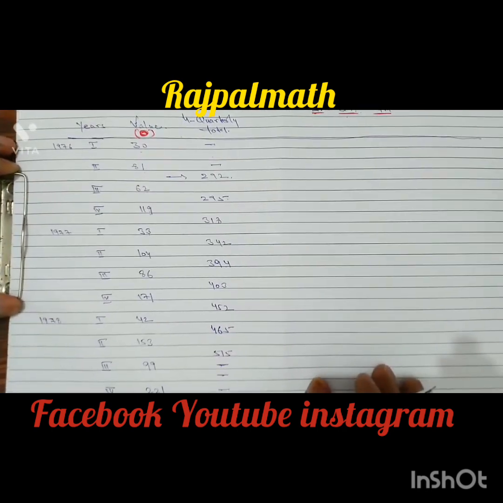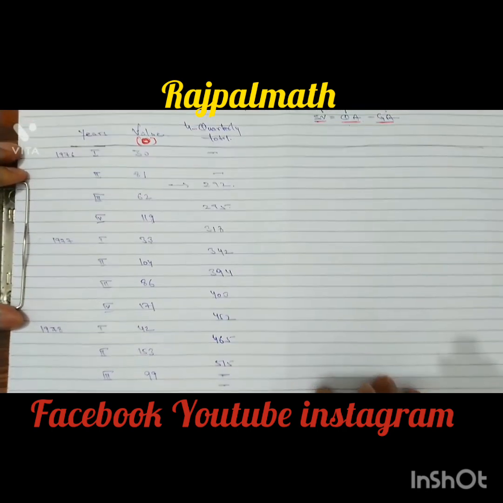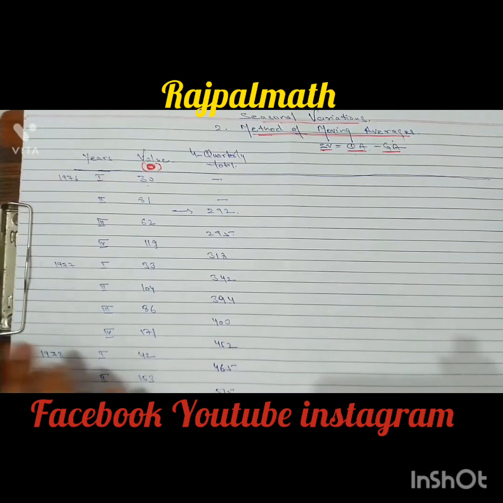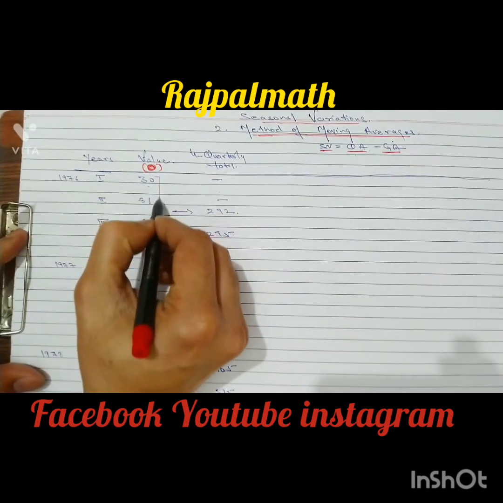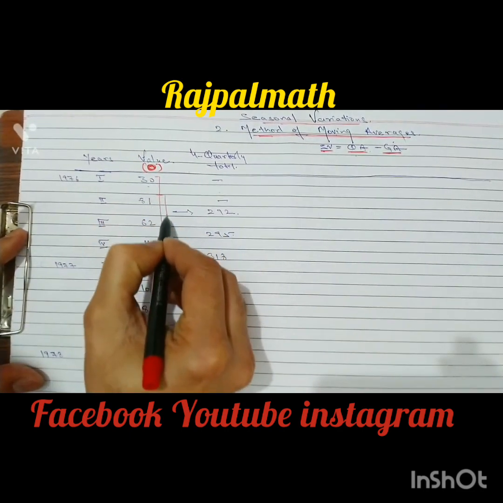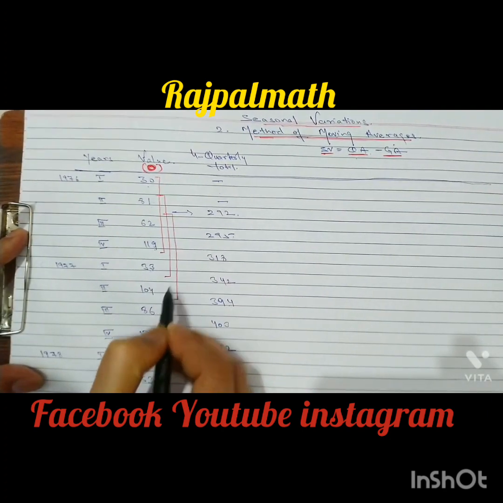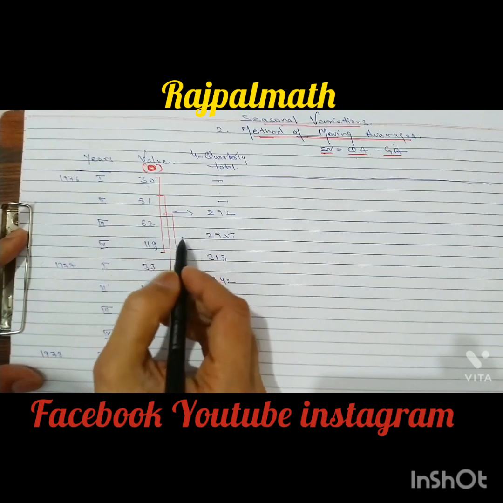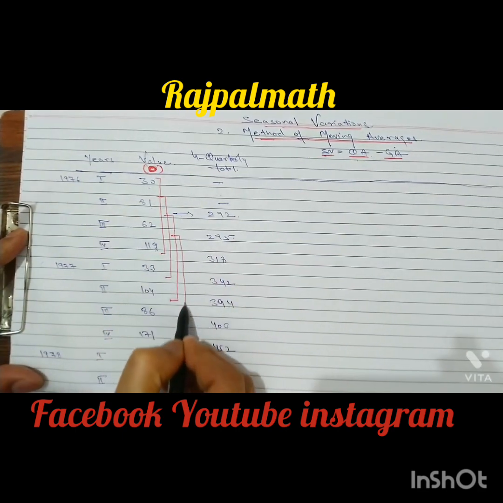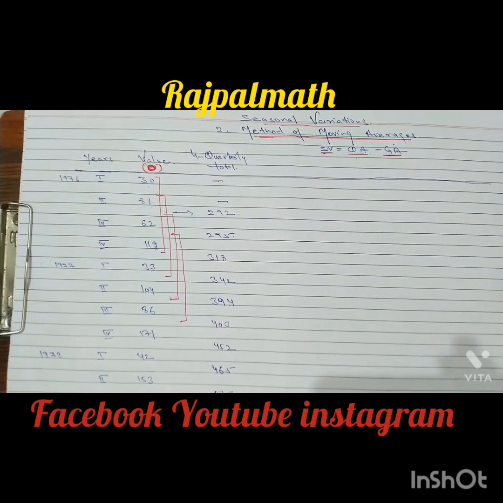These are the 4 quarterly totals, means total of first 4 terms, then total of next 4 terms, then total of next 4 terms, then total of next 4 terms, and so on.